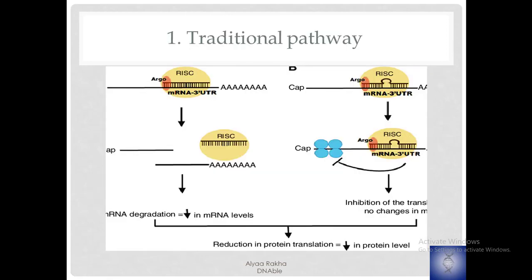First, let's discuss the traditional pathway of the microRNAs. The RISC protein is guided by the microRNA to the complementary site on the mRNA 3' untranslated region. The RISC protein can either cause degradation of the mRNA or just inhibit its translation. In both cases, we have a reduction in protein translation. This is the microRNA regulation at a post-transcriptional level.